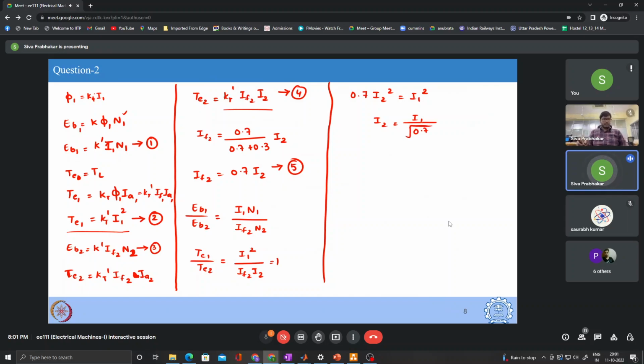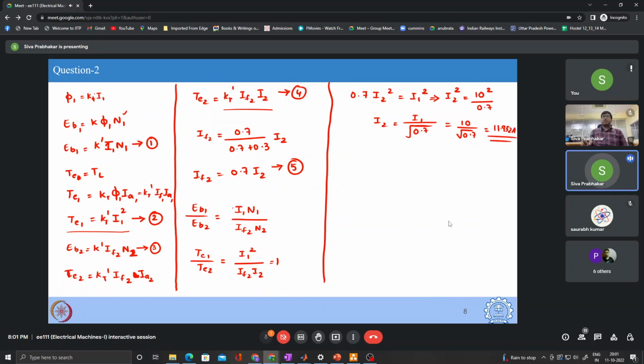So that will give you the value of I1. So is there any doubt so far? So I2 square will be nothing but this thing. So I2 will be nothing but 10 square by 0.7 I2 square. So it comes out to be 10 by root of 0.7, and it is 11.952 A.